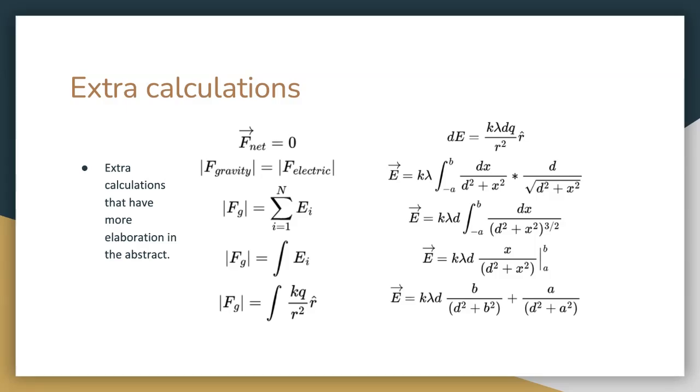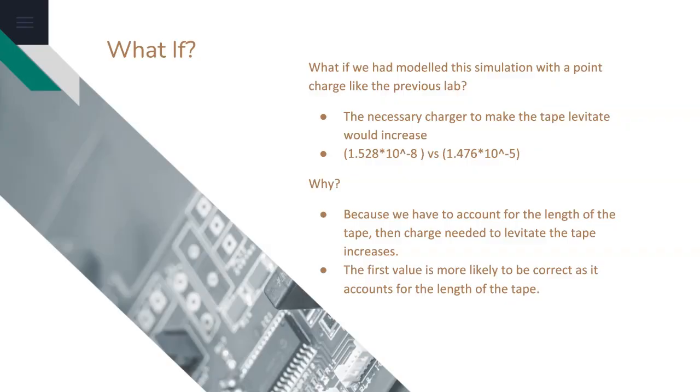To get the charge from this lab, I actually have to do some extra calculations that I don't have time for, but in the abstract for this video lab, I have a detailed explanation of how I got the charge. To answer some additional questions, what if we had modeled this lab with a point charge like the previous simulation? Well, luckily we've done this before. The necessary charge to make the tape levitate would increase from 1.528 times 10 to the negative 8 to 1.476 times 10 to the negative 5.